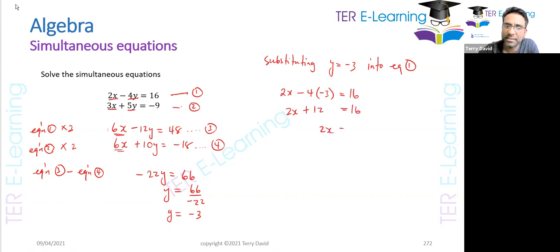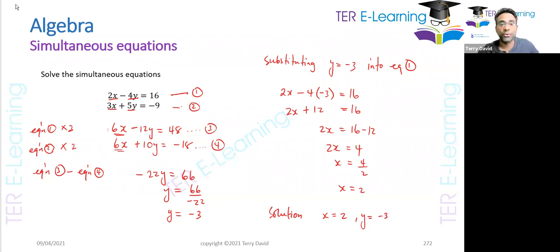So 2x is equal to 16 minus 12. Therefore, 2x is equal to 4. Therefore, x is equal to 4 divided by 2. And therefore, x is equal to 2. So therefore, my solution here is going to be x is equal to 2 and y is equal to minus 3, right? So I've shown you in this video two different methods to solve a pair of simultaneous equations. First method, substitution, and the second method, elimination, right?